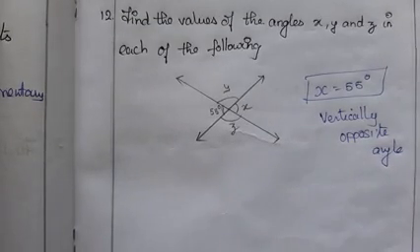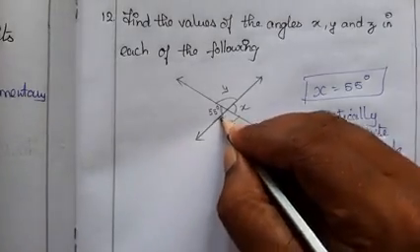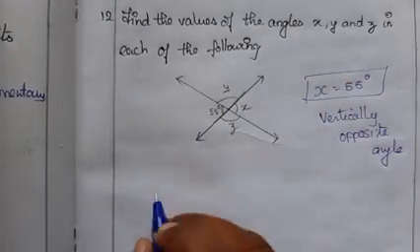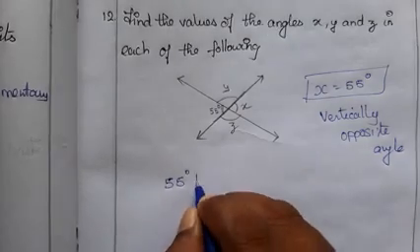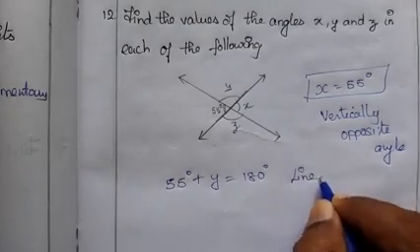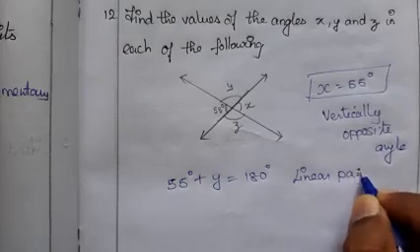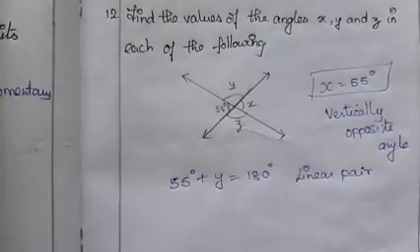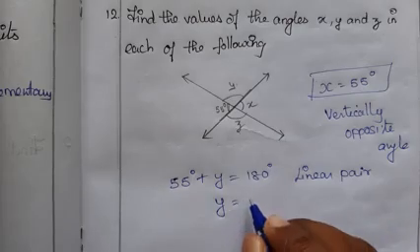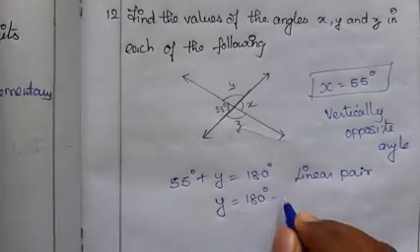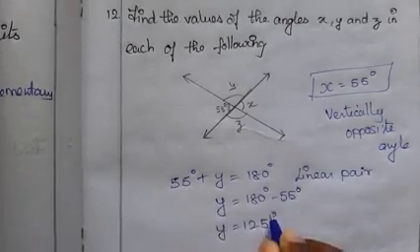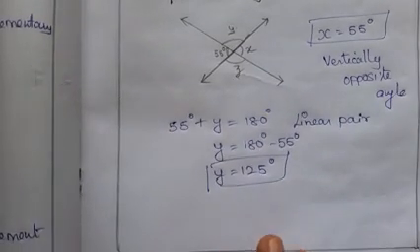We have to write how we found this. So next we can see that it is like a straight line, like a linear pair. So if you add both angles, it should be 180, right? So angle 55 degrees plus angle y is equal to 180 degrees, since it is a linear pair. Already we saw that a linear pair is a straight line. If we add both, we will be getting 180. So y is equal to 180 degrees minus 55 degrees. We will be getting y as 125 degrees.